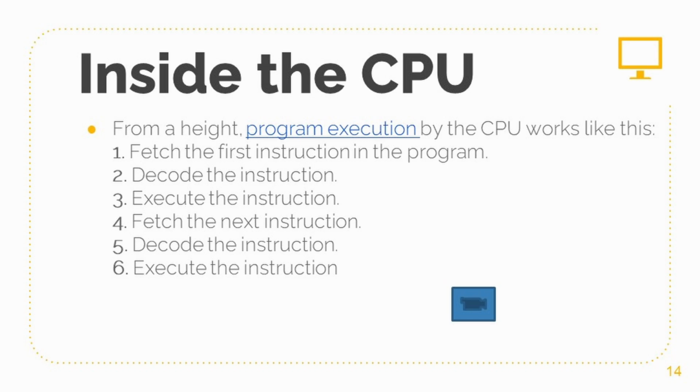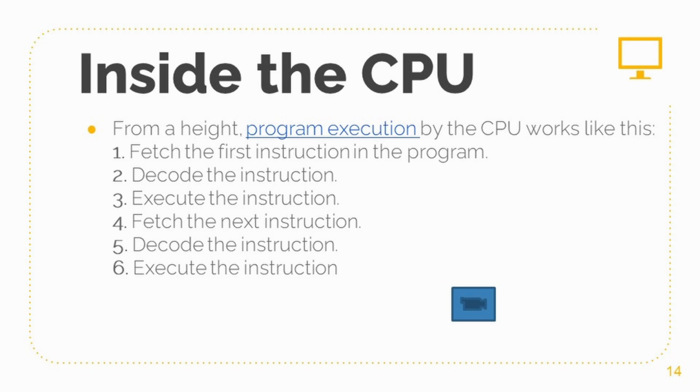2. Decode the instruction. Once the instruction is fetched, the CPU decodes it to determine the operation it specifies and the operands involved. This step involves interpreting the opcode, operation code, and any associated addressing modes or additional information. 3. Execute the instruction. After decoding, the CPU executes the instruction by performing the specified operation on the operands.